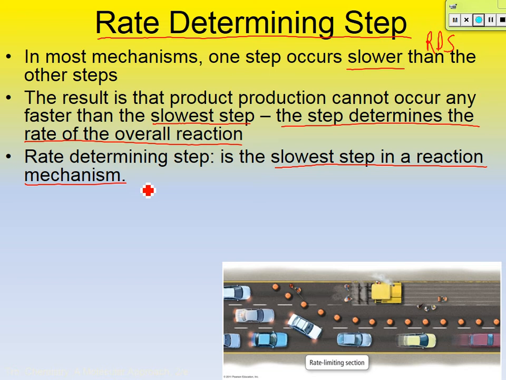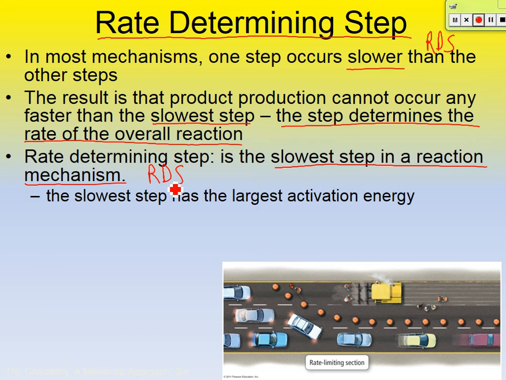So we're going to look at these elementary steps, and you might get some kinetic data that tells you the rate of the chemical reactions. You're going to look for the slowest one. The slowest one is our rate determining step, which is the slowest step. And it's the slowest step because it has the largest activation energy.